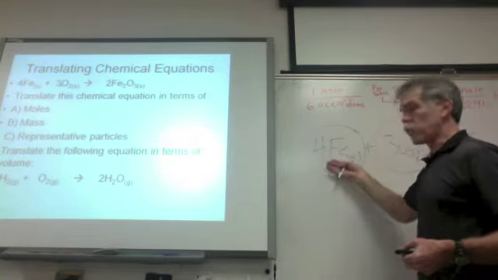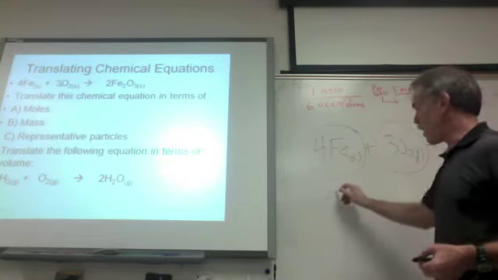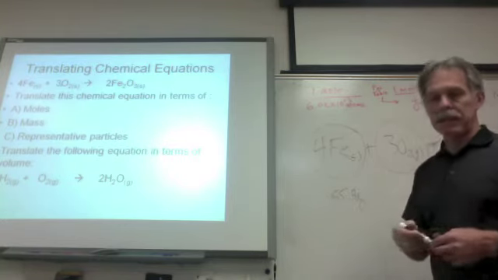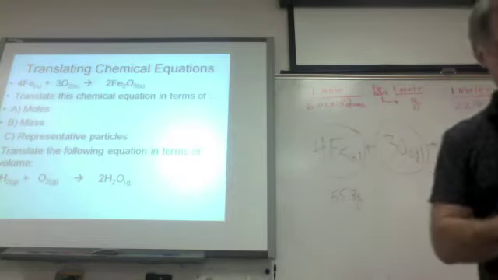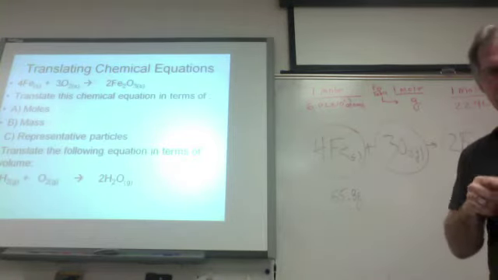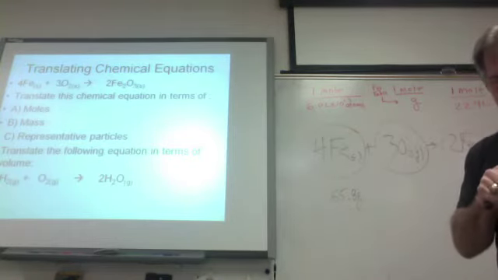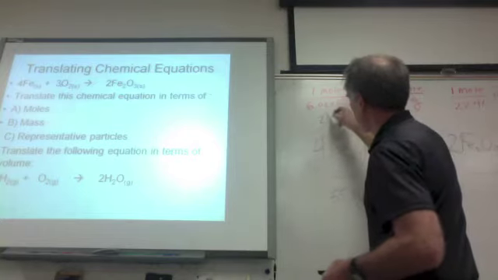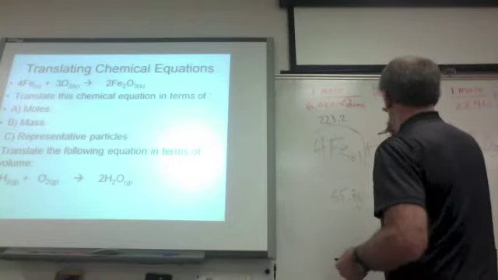So for this one, iron is on the chart 55.8 grams. So basically 4 times 55.8, and you have your answer for the mass. So 4 times 55.8, and we get 223.2. And we just write that up above, 223.2.